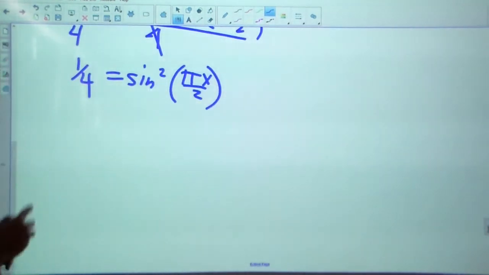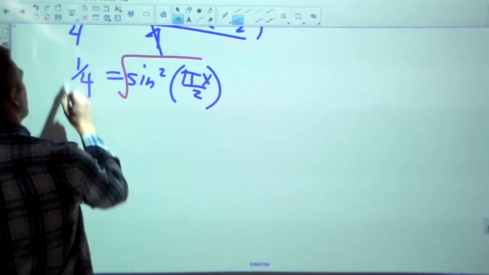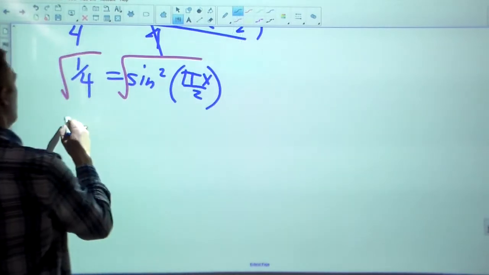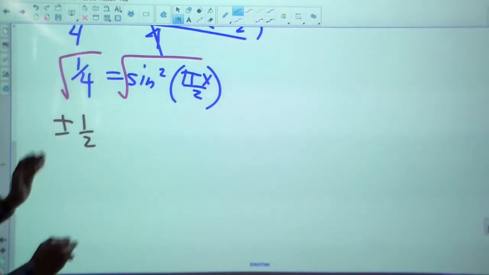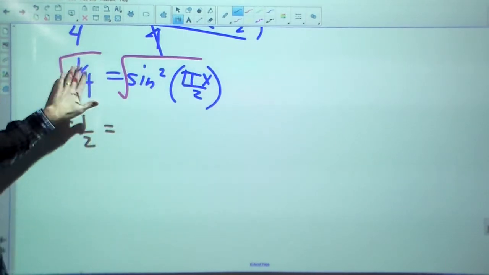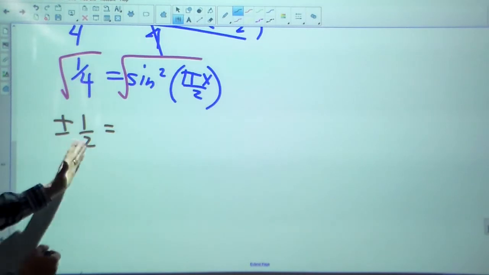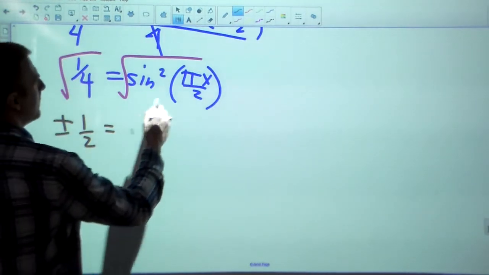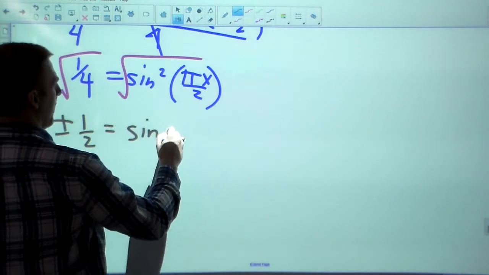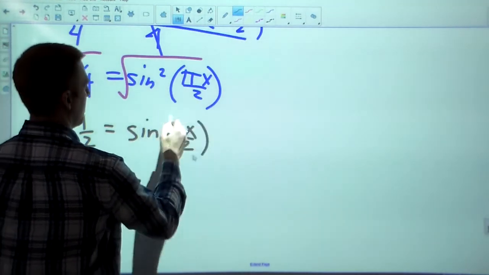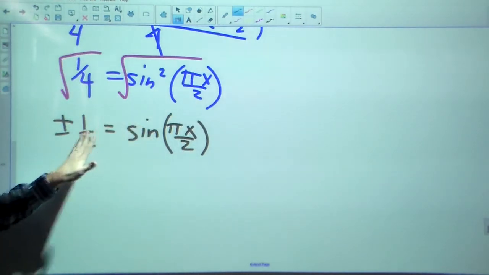So now I want to take a square root. I want to get rid of this sine squared. So that's going to be plus or minus 1/2. Don't forget that when you take a square root, you get a plus or minus. This is why I've made an emphasis of making sure you reduce your fractions. I want you all thinking about anytime you can reduce a fraction, go ahead and do it. So sine is all that's left now, sine of pi x over 2. All right, so now we're going to find out where sine is plus or minus 1/2.